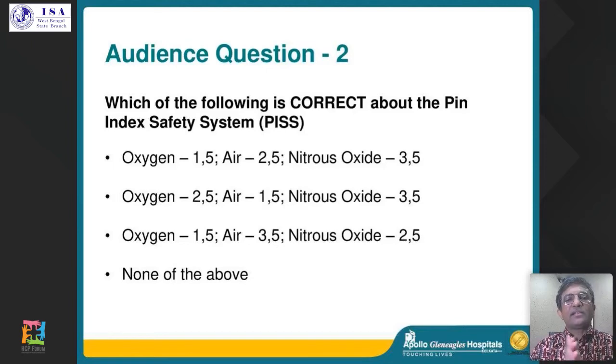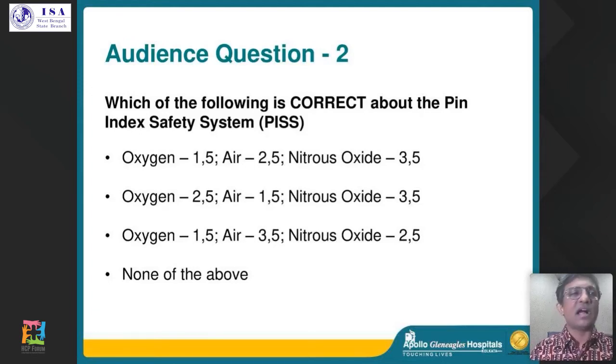So the audience, again, this one is: which of the following is correct about the pin index safety system? So mark the one you think is correct. Is the pin system for oxygen 1.5, air 2.5, nitrous 3.5, or is it O2 2.5, air 1.5, nitrous 3.5? Or is it O2 1.5, air 3.5, nitrous 2.5?